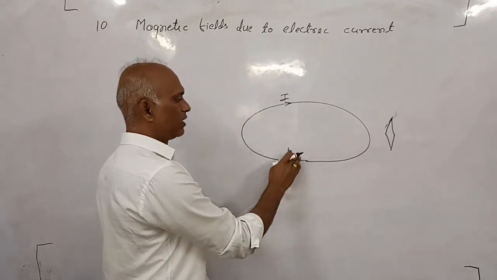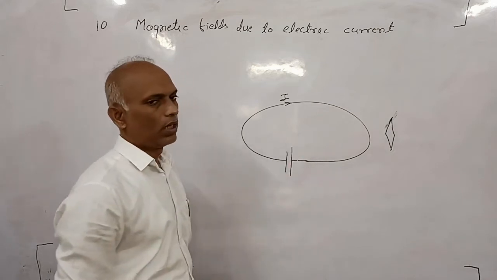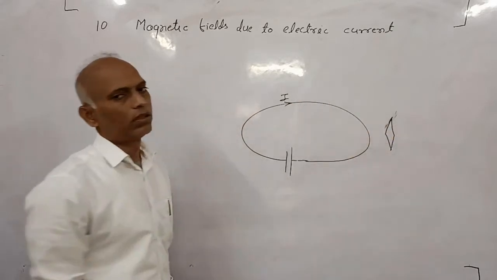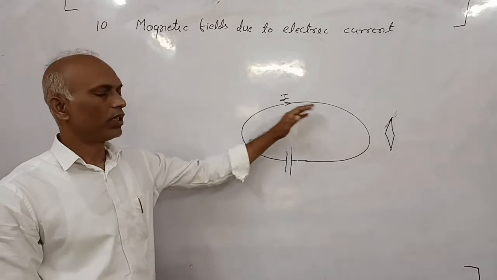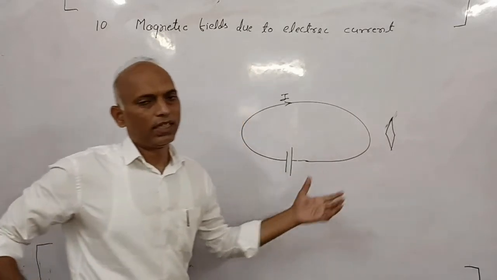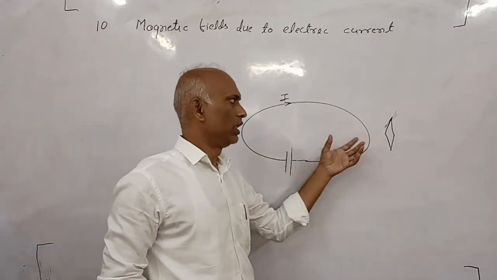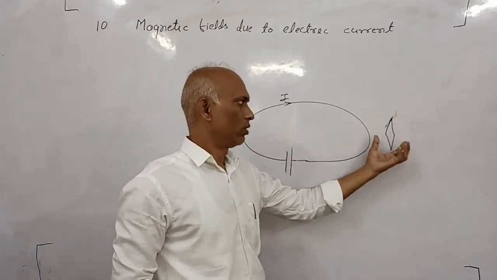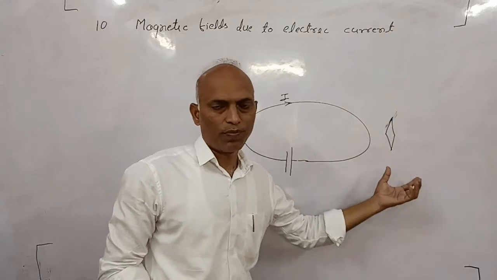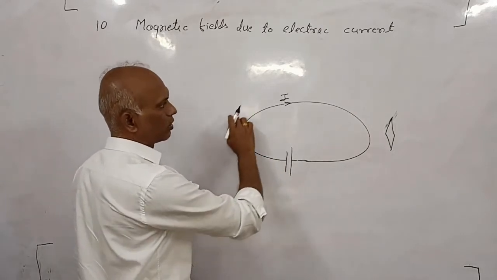Then he interchanged the polarity of the current flowing, and under such conditions he found that the magnetic needle is deflected to the other side. With this experiment, he stated that any current carrying conductor produces a magnetic field, or an object placed near it experiences some force, and that force is due to the current carried through that conductor.